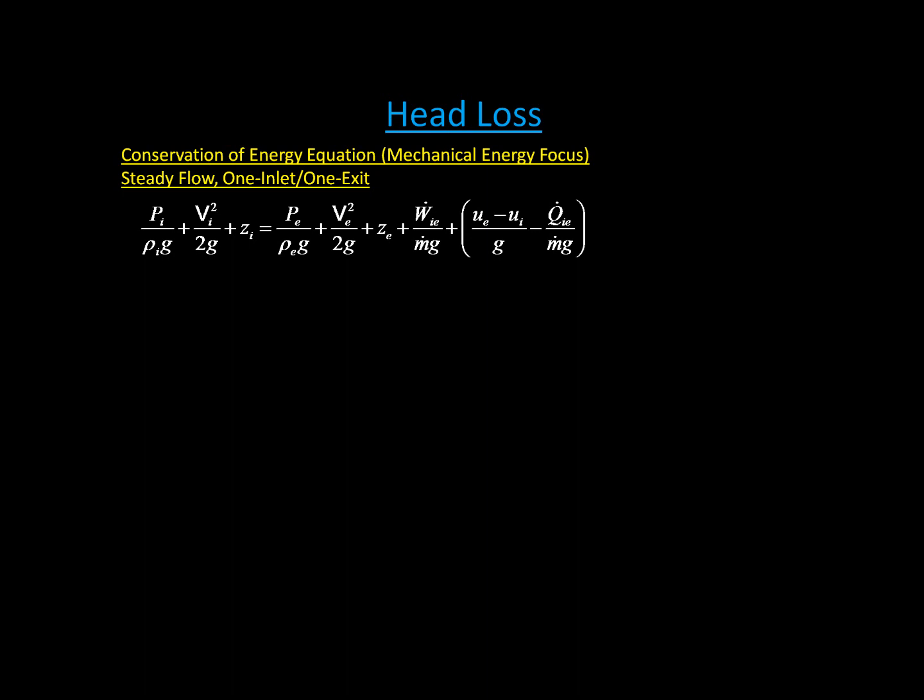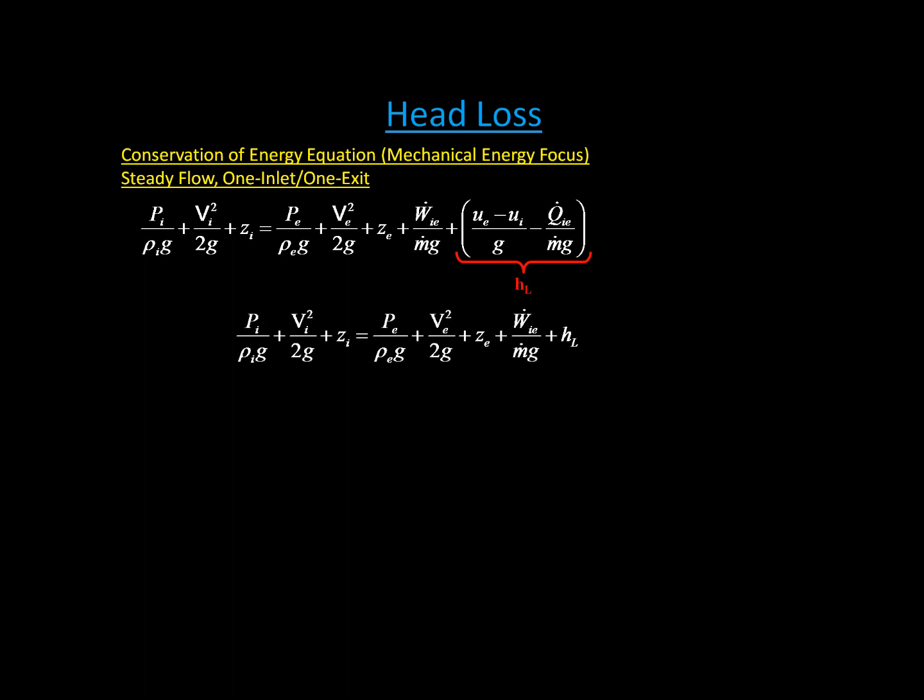So on the left-hand side, we have pressure head, velocity head, and elevation head of the inlet. On the right-hand side, we have pressure head, velocity head, and elevation head of the exit. Then we have the pump or turbine head, depending on what type of device is in the system. And we took everything else, we grouped it together, the specific internal energy change and the rate of heat transfer from the inlet to exit, and we said, let's just call that head loss. And now we're getting back to defining what head loss is, and we're going to show you in subsequent videos how to calculate that head loss.